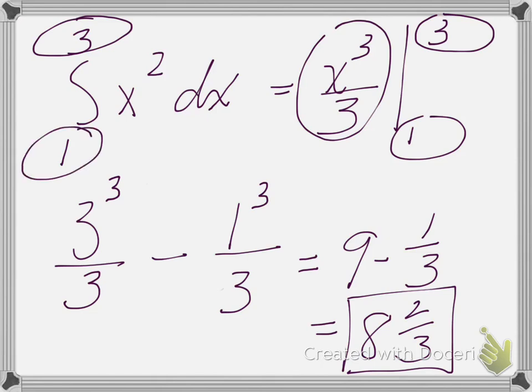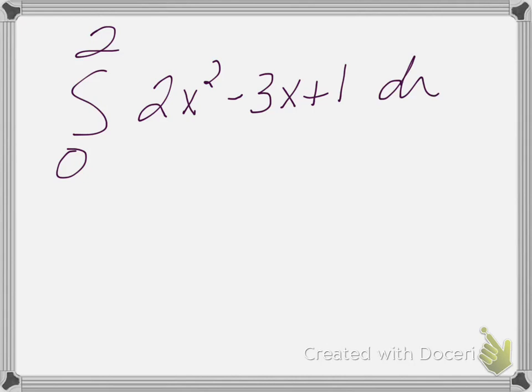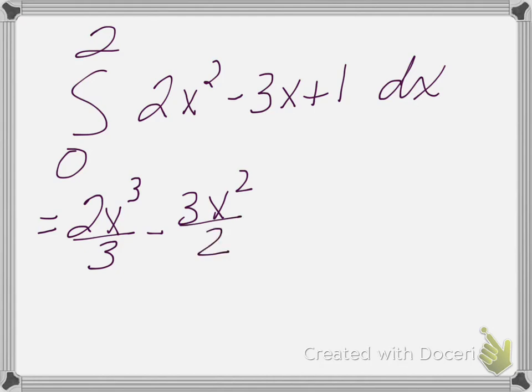Let's try another one. Okay, so let's say we have an integral from 0 to 2 of 2x squared minus 3x plus 1. Okay, so the first thing you're going to do is the antiderivative. So that would be 2x to the 3 over 3 minus 3x to the 2 over 2 plus x as it goes from 0 to 2.